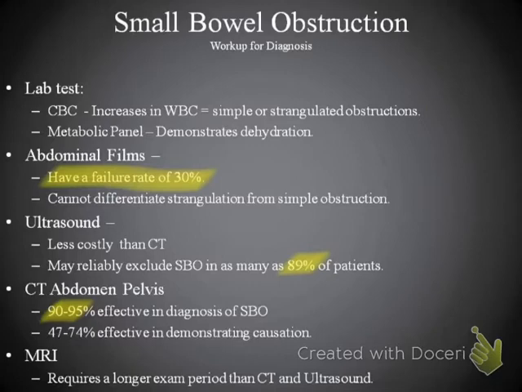Also, we have a 47 to 74% effective rate in demonstrating causation. So many times, not only do we find that there is a small bowel obstruction, but we also find that we have a cause for it. And so that's very, very essential in actually treating the small bowel obstruction. And then we have MRI, which, as we all know, requires a longer exam period than CT and ultrasound. And so in the case of this, CT having a very high accuracy rate, many times it's just indicative to go in and perform a CT and let that be the ruling out factor for small bowel obstruction.